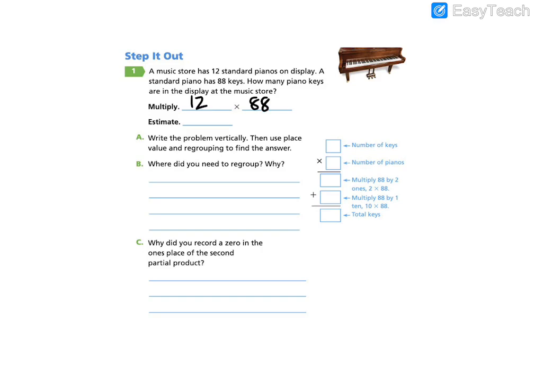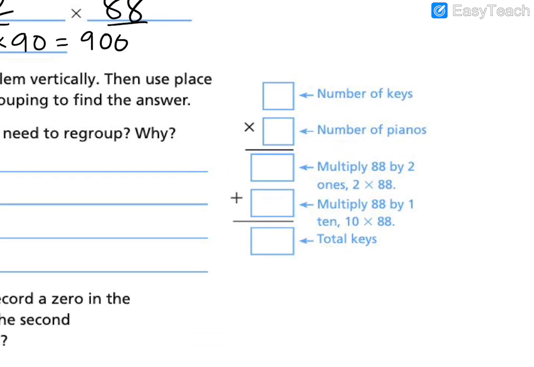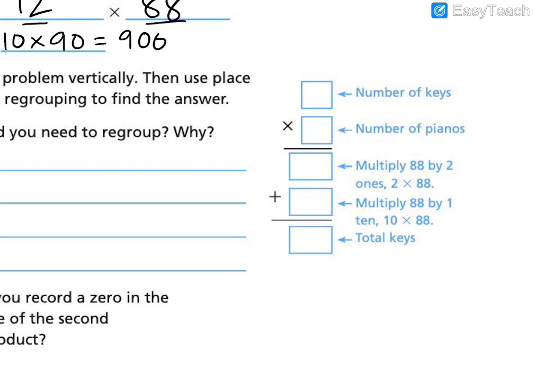To estimate, this is about 10 and this is about 90. So my estimate is that there are going to be about 900 piano keys. All right, so now we need to rewrite our problem vertically. Then we're going to use place value and regrouping. So I'm going to zoom in a little bit just so we can see this easier.